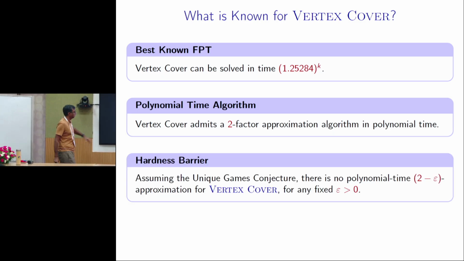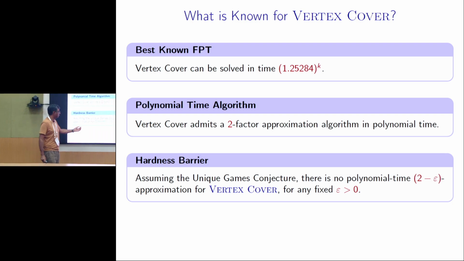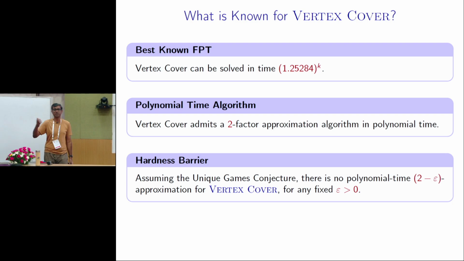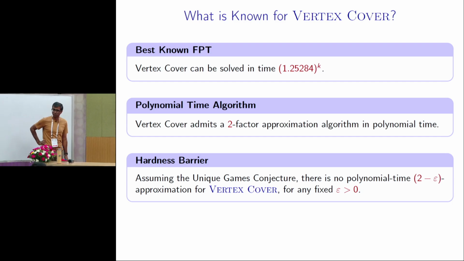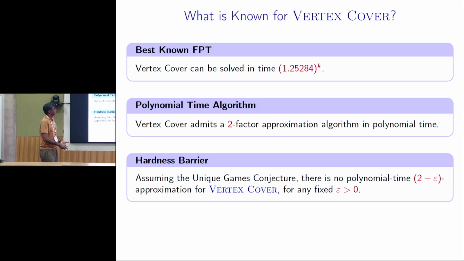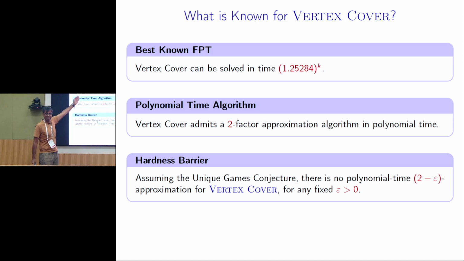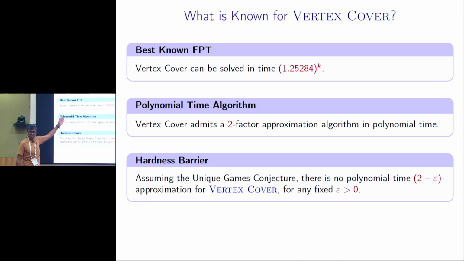And we also know there's a hardness barrier: if you assume the unique games conjecture, then you cannot do 2 minus epsilon. And if you believe P not equal to NP, then I think root 2 or some such lower bound we still know. So the point I'm trying to make is that this is what we have known for vertex cover in FPT time in 3 decades, and it doesn't look like it will change.